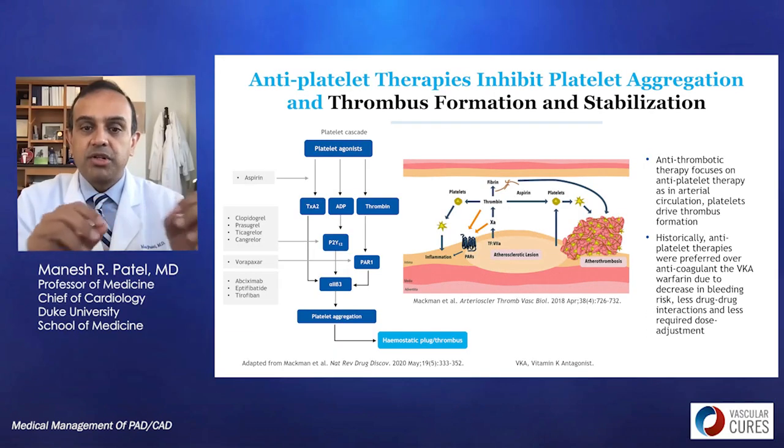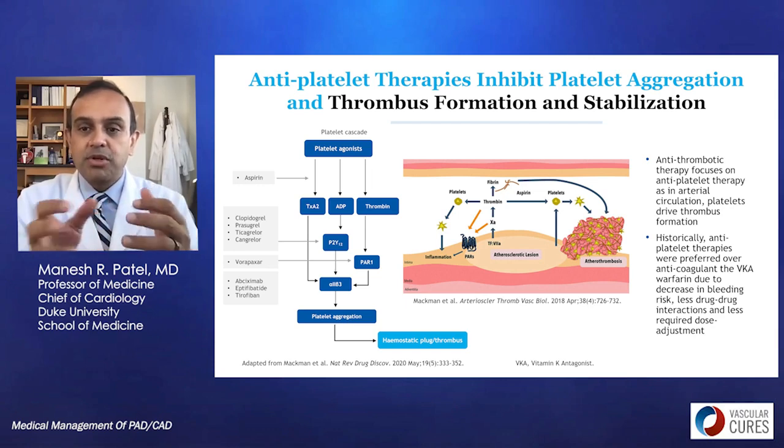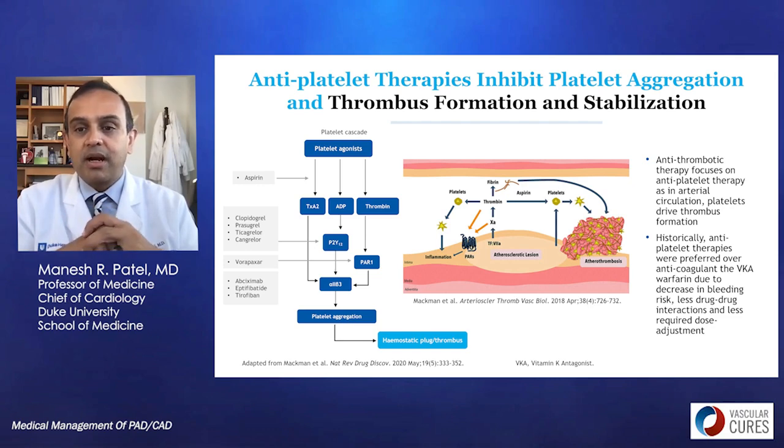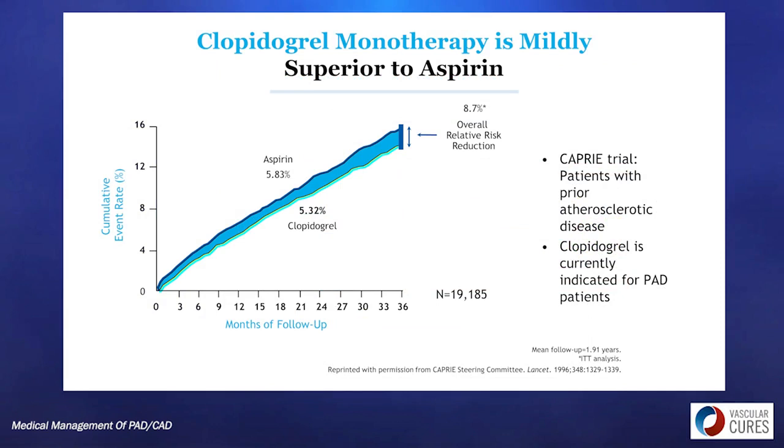There are IV versions of some of these antiplatelet agents, cangrelor being the most common P2Y12 version, but then also glycoprotein 2B3A inhibitors that you can see on the slide that we use in special circumstances. The large data that we have, and we'll show this in a second, have shown us that these antithrombotic therapies focusing on antiplatelet therapy in the circulation have improved our outcomes in our patients. And they were initially preferred over vitamin K and warfarin due to both less bleeding and some less dose adjustment requirements.